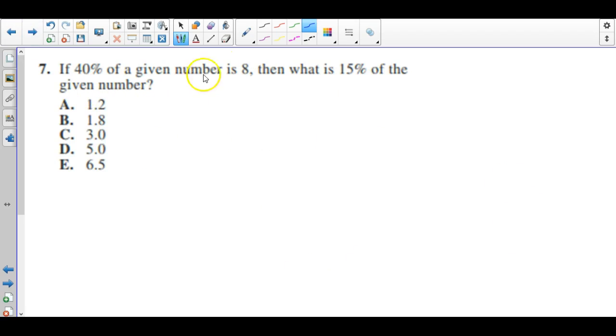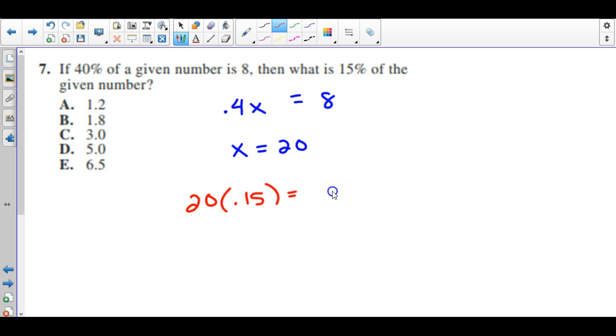Alright, if 40% of a given number is 8, then what is 15% of that given number? Let's first figure out what that number is. I know that 40% of that number, which is x, is 8. So just a little algebra here. X is the number. It's going to come out to 20. So 20 is the number, and what we now want to do is figure out what 15% of that number is. So I'm going to take 20 times 0.15, and that means that it is 3. So we are at C.